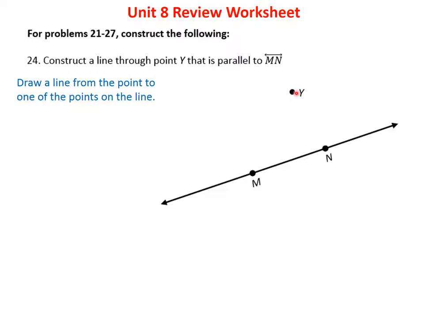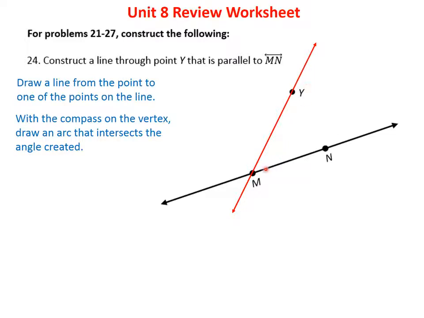So let's get started. First, we want to draw a line from point Y to any of the points on the line. Okay, so I'm going to draw a line right there from Y to M. And now what I want to do is create an angle here, up here on Y, and that'll give me my parallel line. So with the compass vertex here on M, I'm going to draw an arc, any arc, along here that I'm going to use to measure.